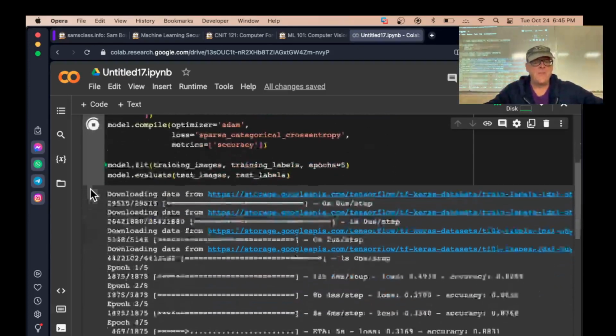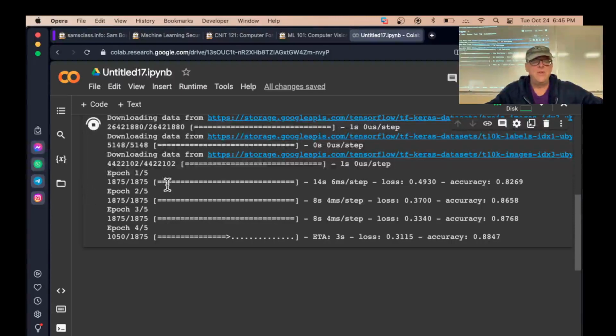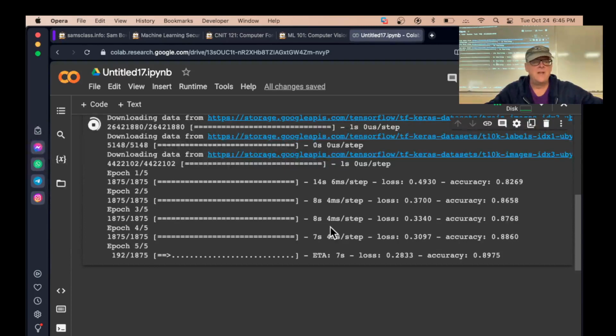That's what happens. So here we go, 1, 2, 3, it's still going. See, it takes some time now. It's taking like 10 seconds per step. It's 7, 6, and here's the accuracy.